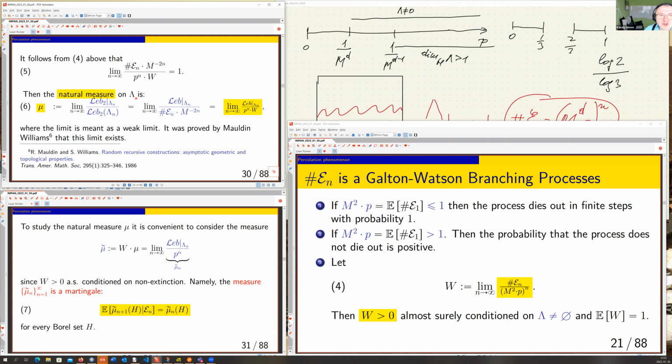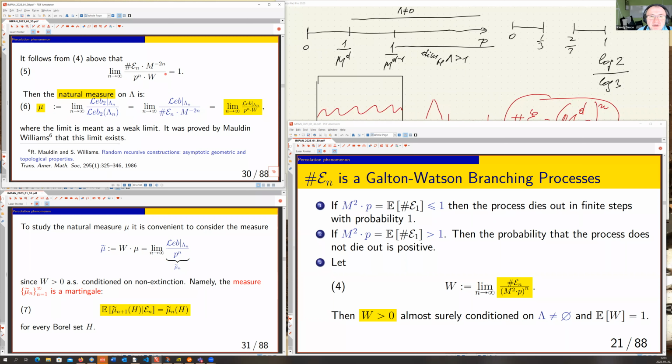And what is the natural measure on the attractor? You just take the weak limit of the following sequence. You restrict the two-dimensional measure on the nth approximation, and you divide by the area of the nth approximation. This is a measure, and you take the weak limit of this measure, and this is mu, the natural measure. But we know the Lebesgue measure of the nth approximation, because every cube in the nth approximation has this area, and it needs to be multiplied by the number of retained cubes on level n.